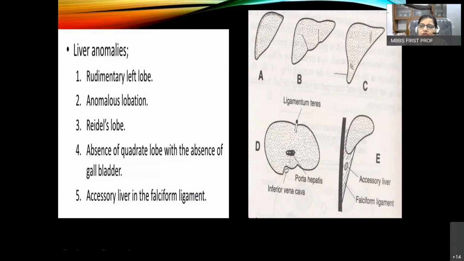Now coming to the anomalies of the liver, there could be extralobation, or there could be just a single lobe. Then there is Riddle's lobe. This is Riddle's lobe. Absence of the quadrate lobe may also be there. When we study the cross anatomy of the abdomen and pelvis, it will be easier for you to understand. Also, there is accessory liver in the falciform ligament.